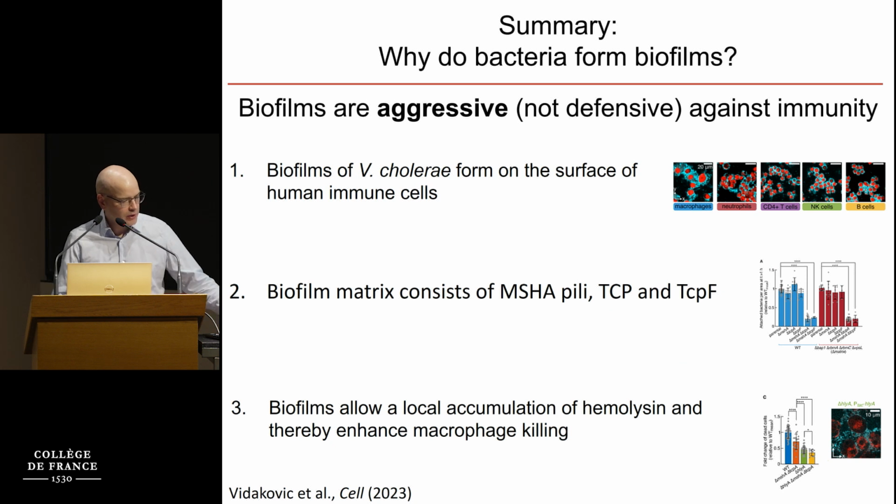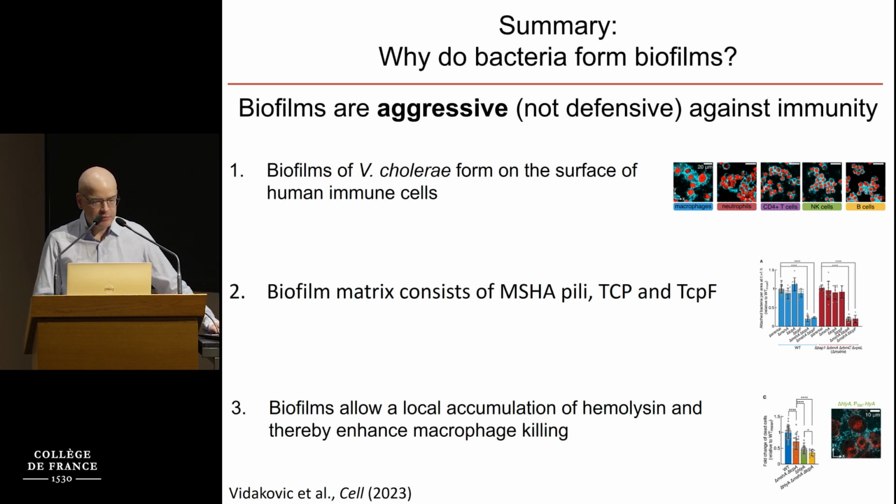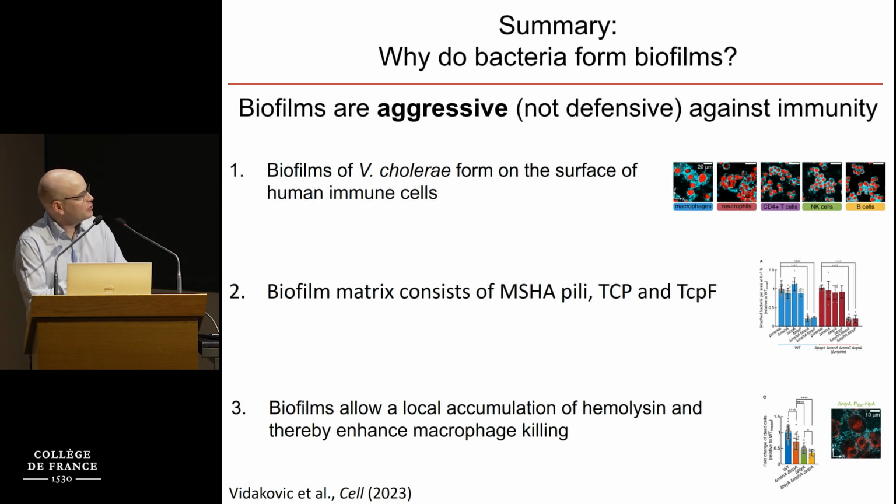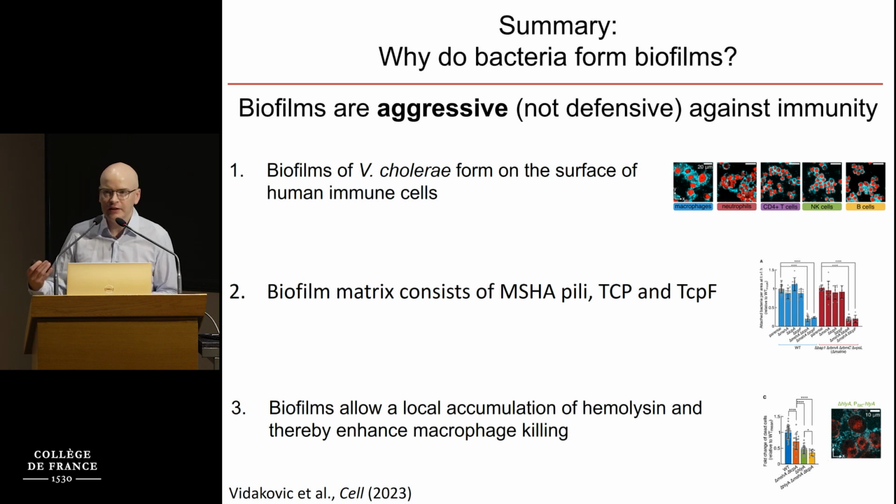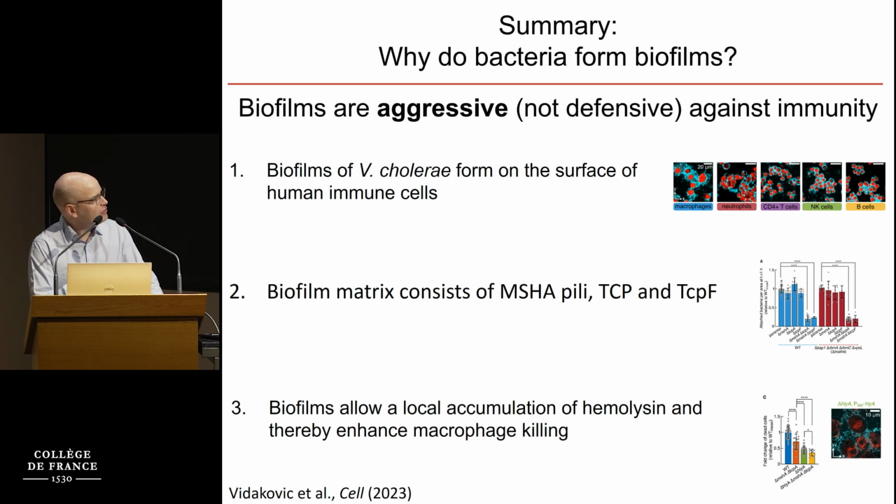So to summarize this part of the talk, what I've shown you is that biofilms of Vibrio cholerae form on the surface of the macrophages. Biofilms form on the surface of the human immune cells, of various types of immune cells, both in a cell culture model and in primary cells that we isolated. The biofilm matrix of these particular biofilms is different from other biofilm matrices of cholera, and this biofilm matrix on the immune cells contains pili of this MSHA variant and the toxin co-regulated pilus and this colonization factor TcpF. And these biofilms give a locally high concentration of this hemolysin, which enhances the macrophage killing.